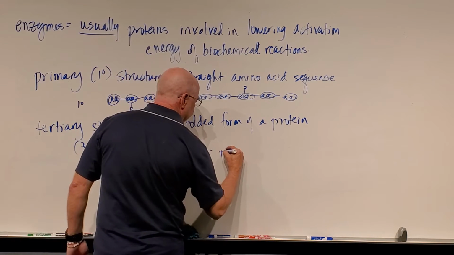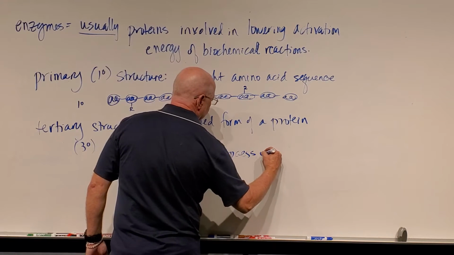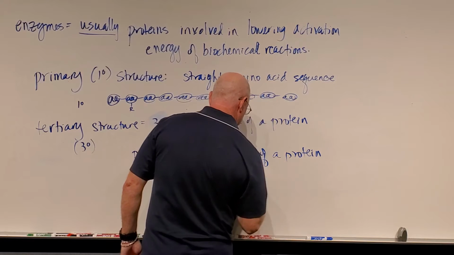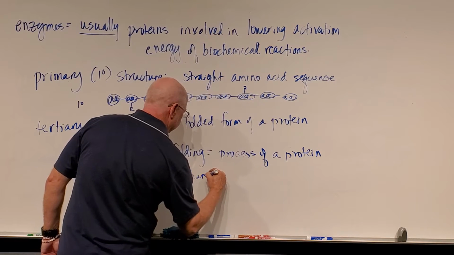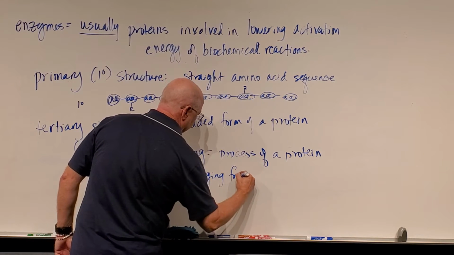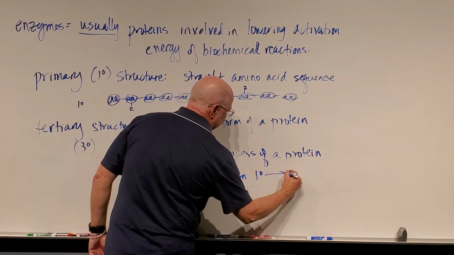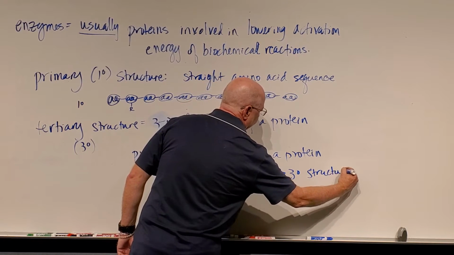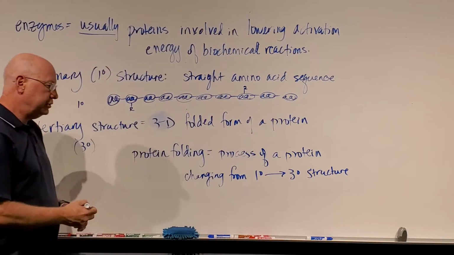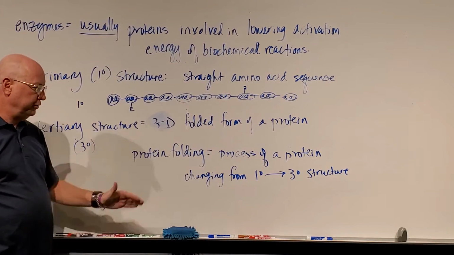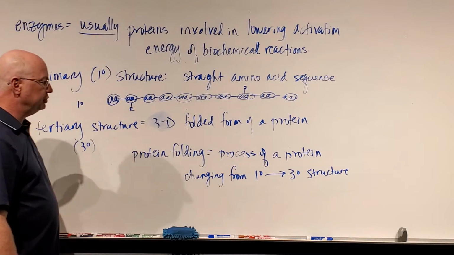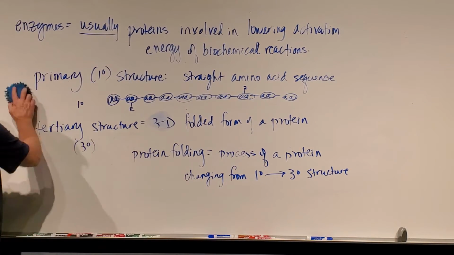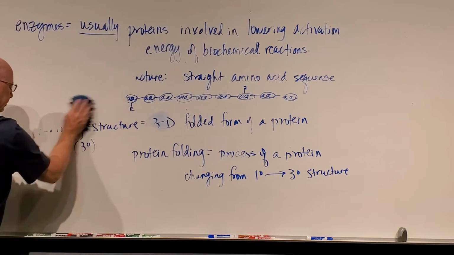Protein folding is simply the process of a protein changing from primary to tertiary structure or form. It's the process of a protein folding up, going from the primary to the tertiary structure. It is a process called protein folding. Now I'm going to erase all of this, and I want to talk about one other thing.